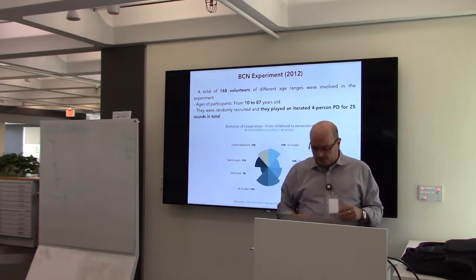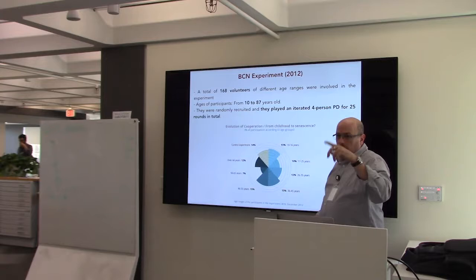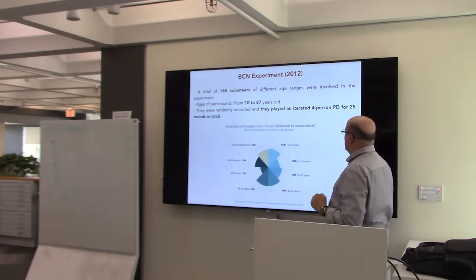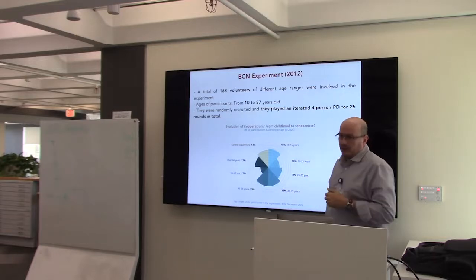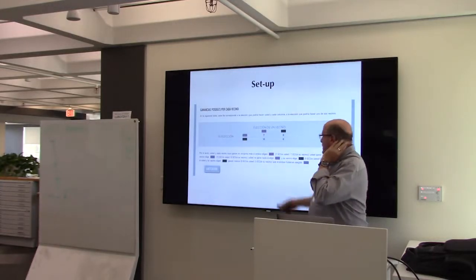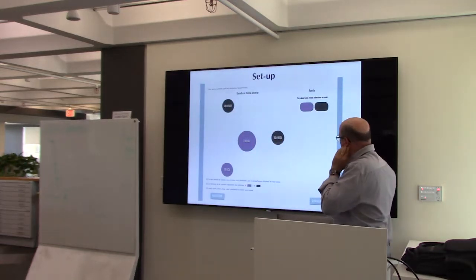We did the experiments using a prisoner's dilemma with four people. So everybody was playing with everybody in a group of four. And we played this for 25 rounds. Again, the setup is the same. You don't tell them what they are doing. This is the sort of thing that they see.